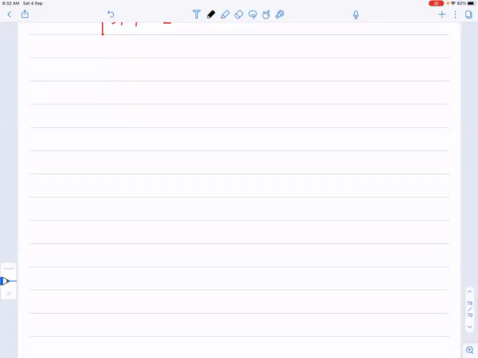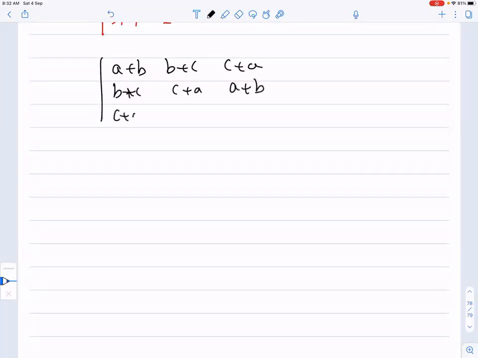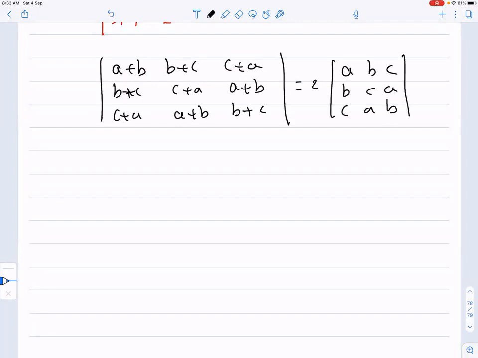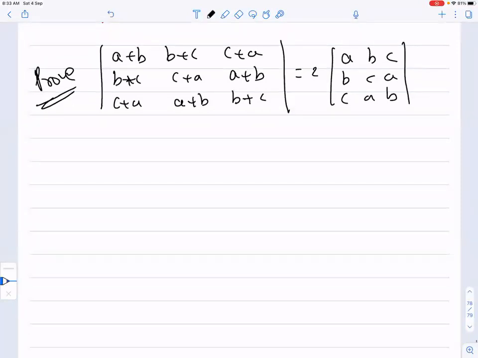Now let's come back to our original problem. We solved this multiple times: A plus B, B plus C, C plus A; B plus C, C plus A, A plus B; C plus A, A plus B, B plus C. Correct, students? We wrote it as 2 times ABC, BCA, CAB. Now let me show you another method, by multiplication of determinants.